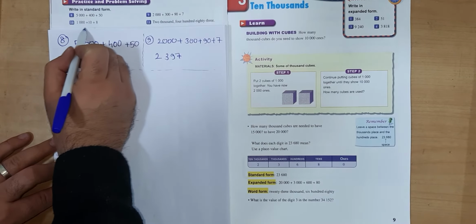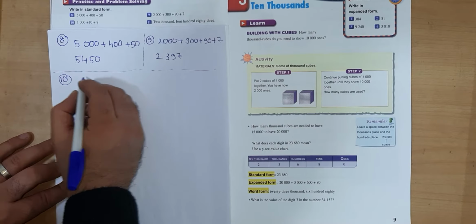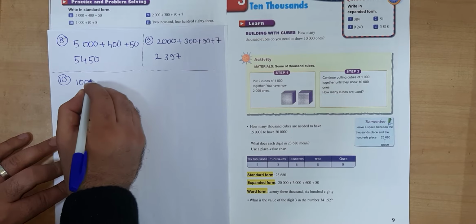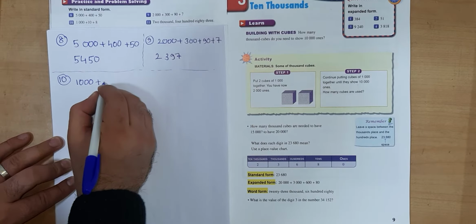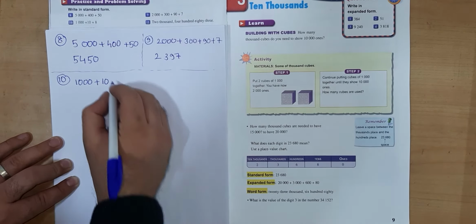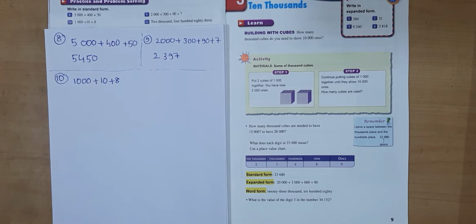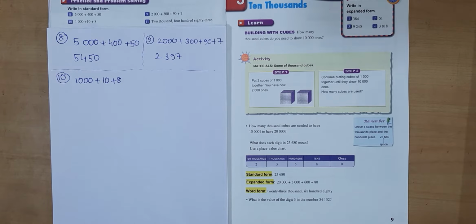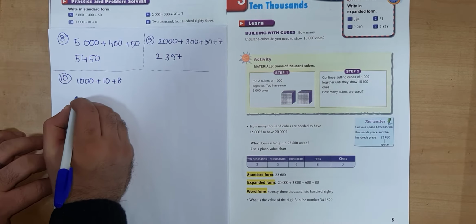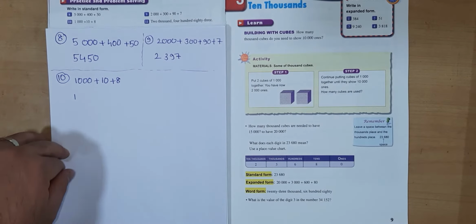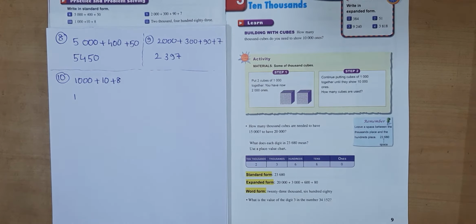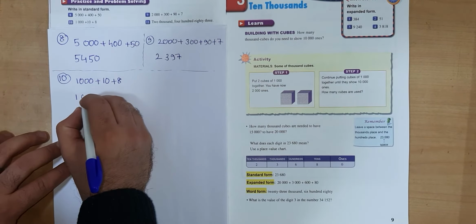And exercise number 10. Okay, this one. 1,000 plus, we got a 10 here, and plus 8. If I write this number again in the standard form, what would I get? It'll be 1,000. And guys, what is the digit that's in the hundreds place? We don't have any hundreds place, okay? So we're going to write 0.